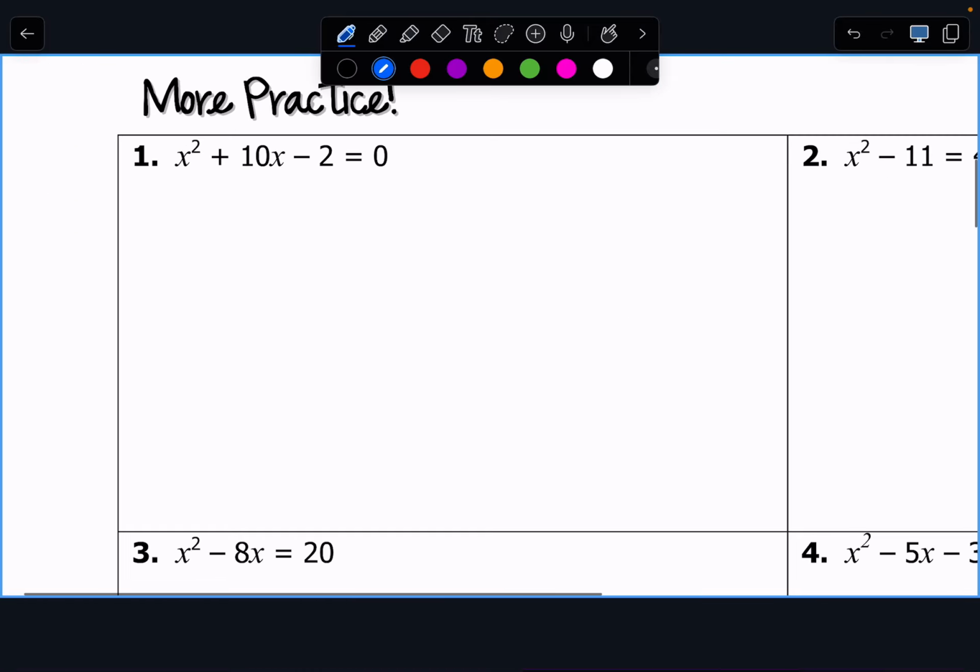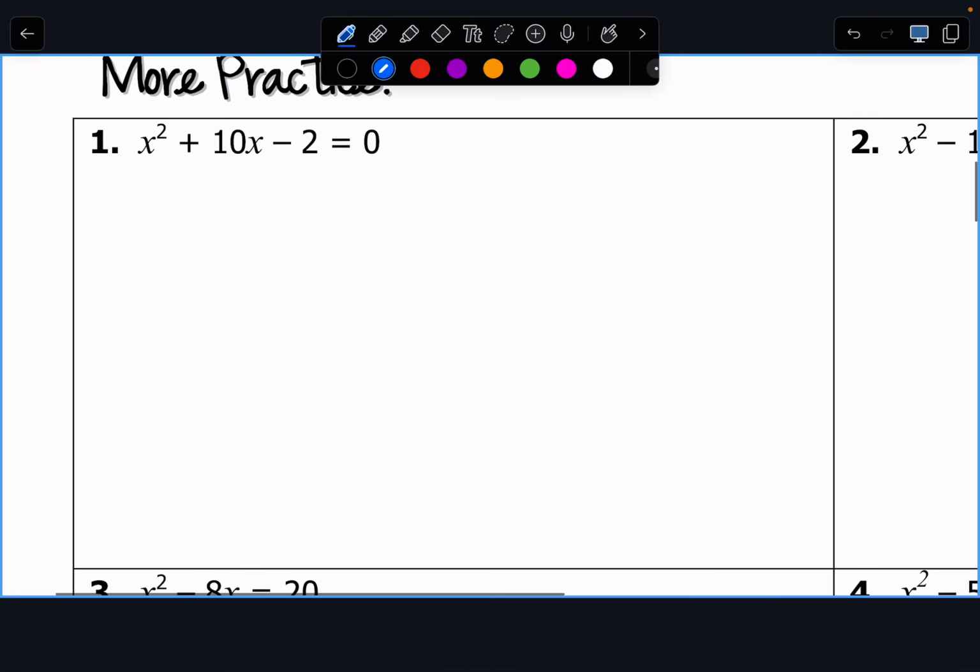So let's look at number 1 under the more practice. What's a? What's b? And what's c? I'm going to give you 30 seconds to just set up the formula with this a, b, and c, and then I'm going to write mine down, and we're going to see if we did the same thing.